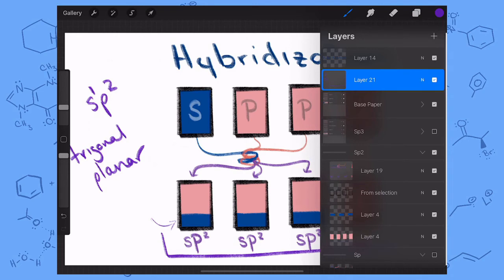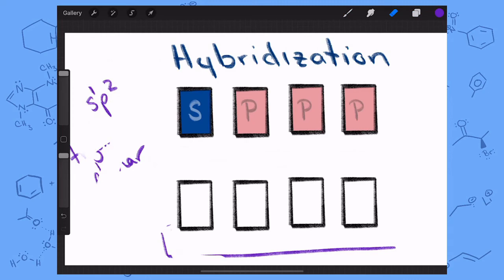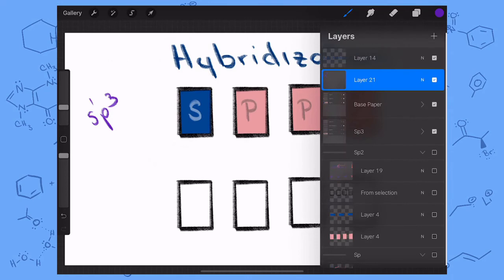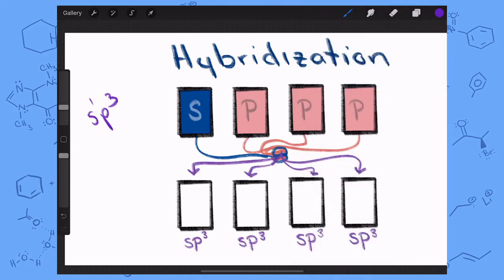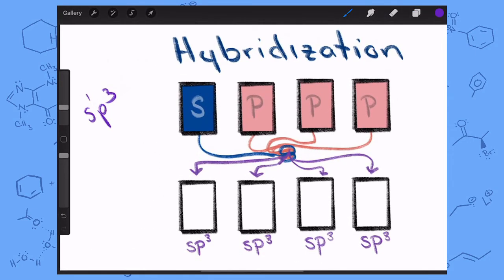All right, and let's look at our last one, sp3. So when something is sp3 hybridized, that means we have an s orbital and 3 p orbitals that hybridize together. So this means that for this hybridization, we're using all 4 of our orbitals available to us. If these hybridize, we have something that looks like this, where now we're going to have 4 sp3 orbitals at the very end.